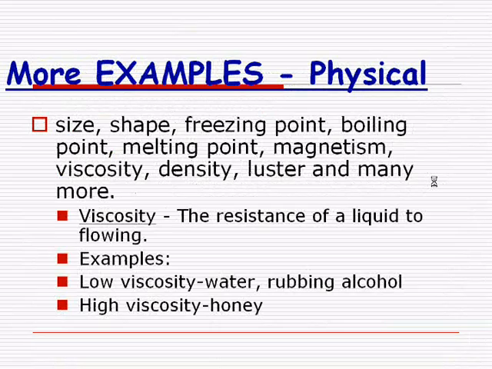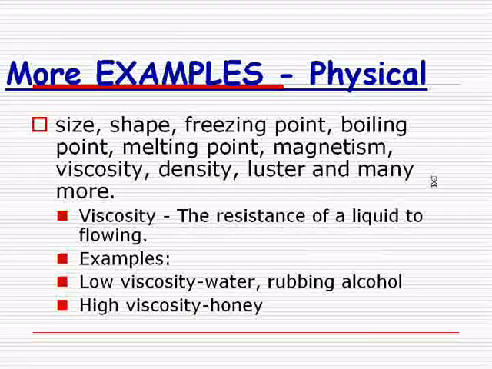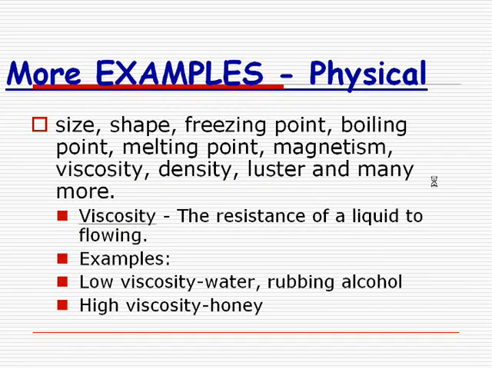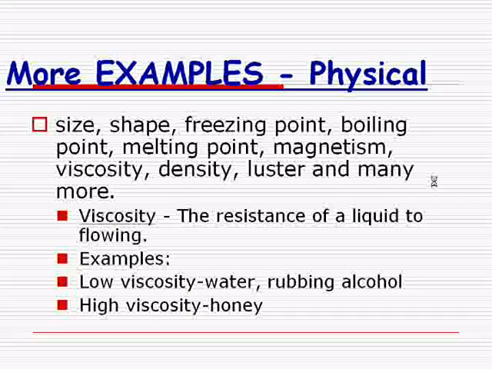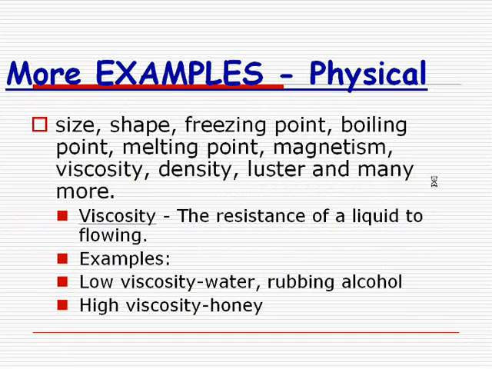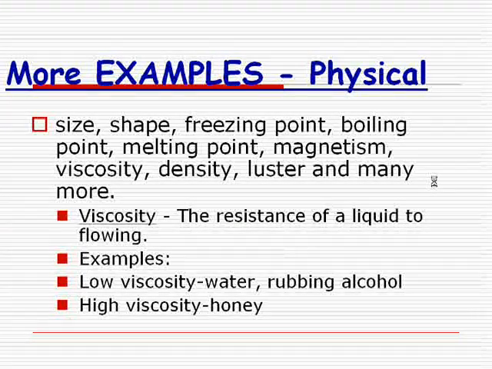Some more examples might be a little bit more fancy. You've got viscosity, which is the resistance of a liquid to flowing, how easily it moves. Things with low viscosity would be like water and alcohol. Things with high viscosity would be like honey. In 6th grade science, you won't have to worry too much about viscosity, but you might get into that a little bit more in 7th and 8th grade.